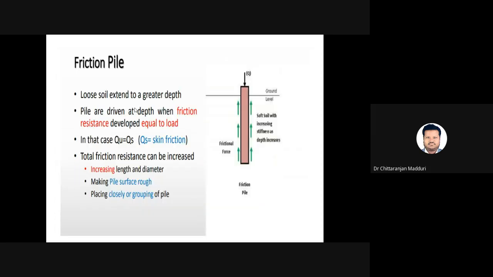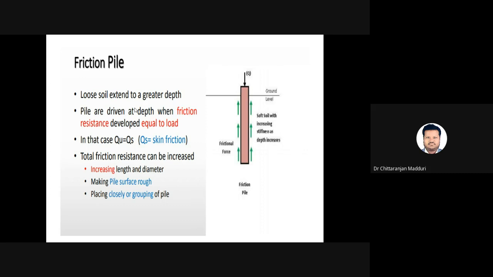Now the friction pile. The pile should not extend to a great depth. The piles are driven at a depth where friction resistance will be equal to the load. So the entire load that is applied on the pile is resisted only by the friction between the soil and pile. The pile is surrounded by soil, so there is a friction between pile and soil. When load is applied, that load is transferred to the soil through this friction. Such a pile is known as a friction pile.